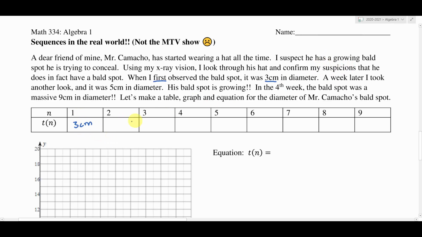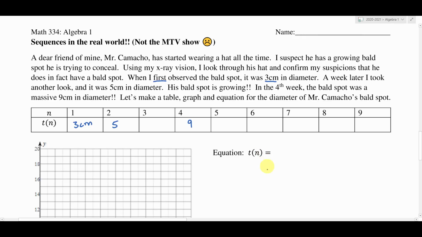Now, a week later, so this would be week 2, the second week that I looked at it, it was 5 centimeters in diameter. So I could put a 5 here for week 2. So I notice that his bald spot is growing, and it's concerning, right? How big will it get? Now, 2 weeks later, in the 4th week, I decide to look one more time, and it's a massive 9 centimeters in diameter. So I'm going to go over here to week 4, and I'm going to put that 9 into my table.